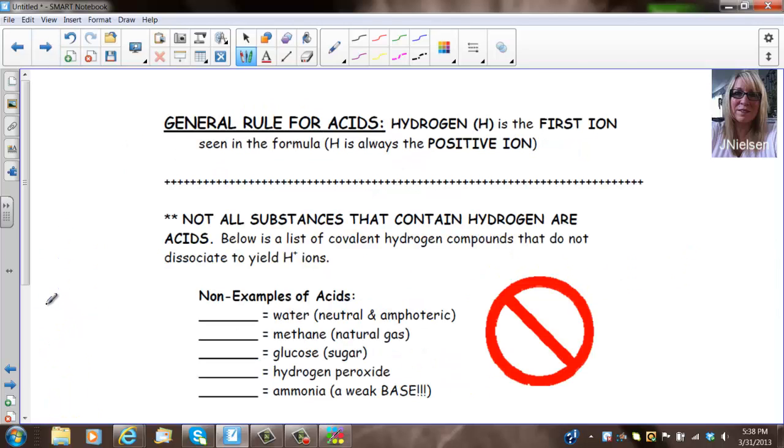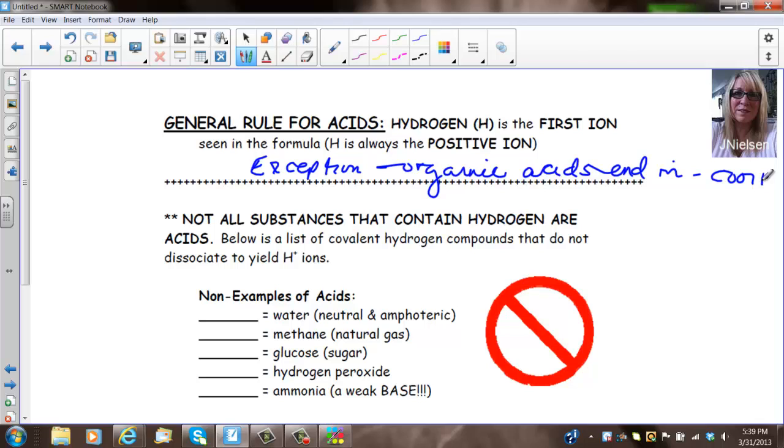Now there are some general rules for acids. We've already gone over that. All acids start with H as the positive ion that's written first in the chemical formula. There are some examples which deviate from that, which are your organic acids. So I'll put exception here. Organic acids end in COOH. We'll talk about that more when we get to that unit.